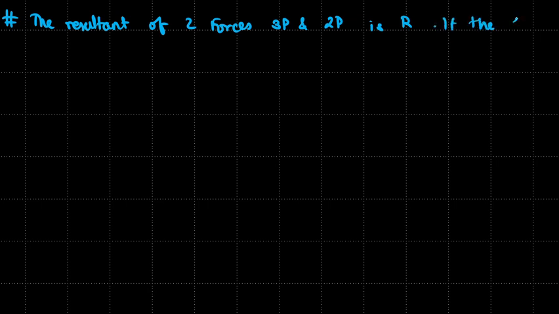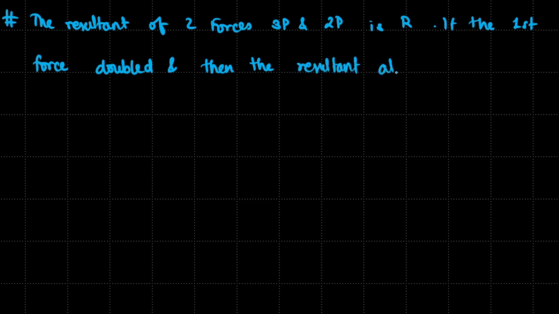Today we are going to do another question. The resultant of two forces 3P and 2P is R. If the first force is doubled, and then the resultant is also doubled, the angle between the two forces is?